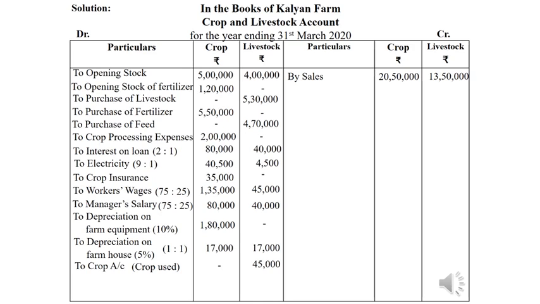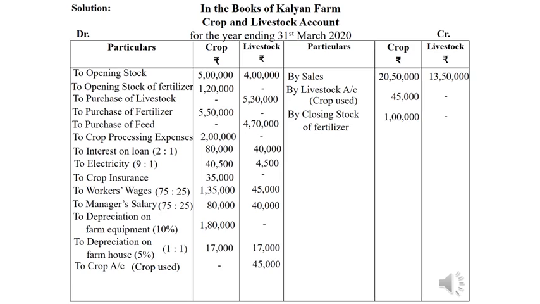Therefore, crop used by livestock, under livestock it is an expense. Under crop account it is an income. By livestock account, crop used. So crop account it will be income, livestock it will be expense. So 45,000, dash.